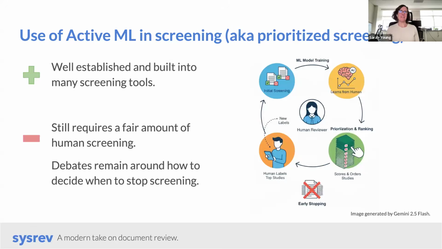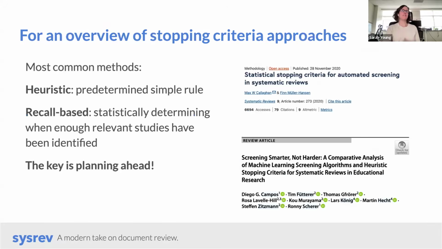There's also debates around how to decide when to stop screening. So if you are going to use this method to actually bulk exclude records or move to a single human screener, you need to think about, well, when do you do that, right? When do you stop screening? And there's no real consensus on how to do this. There's a lot of different methods out there. This slide points out 2 nice reviews that I have found useful in understanding what the different approaches might be to deciding when to stop.